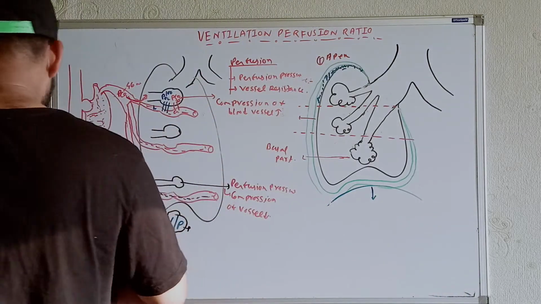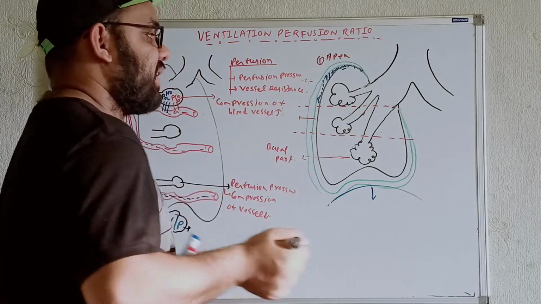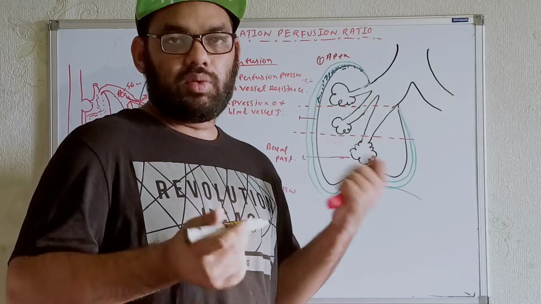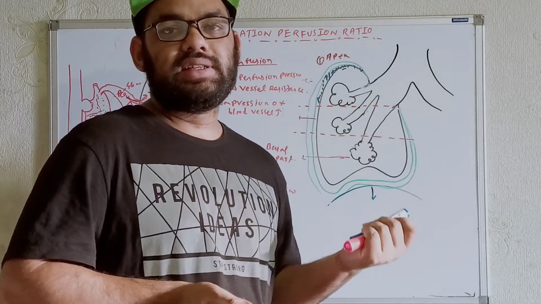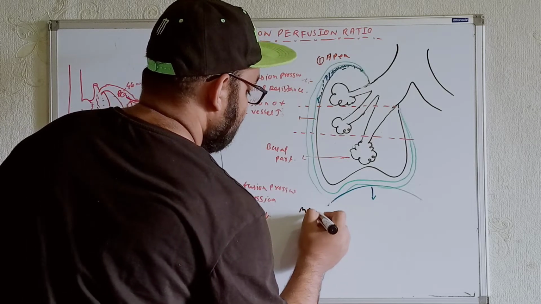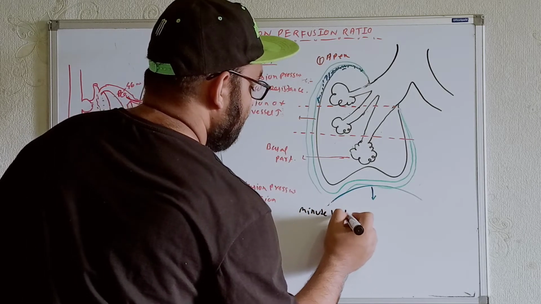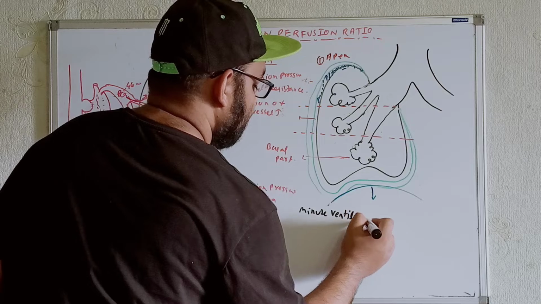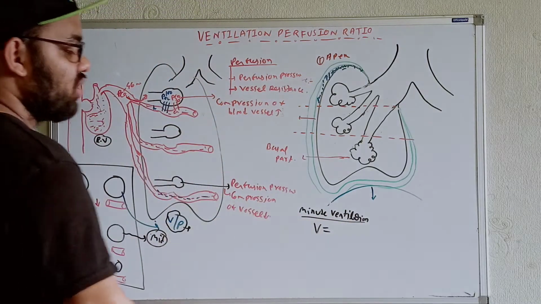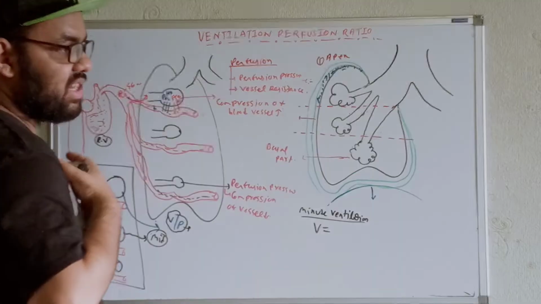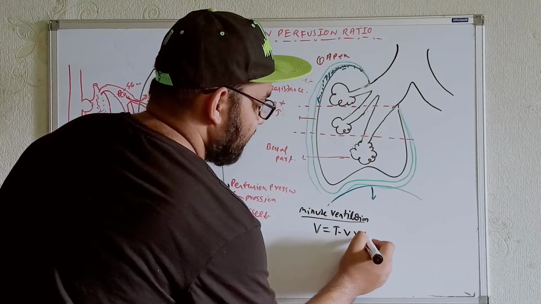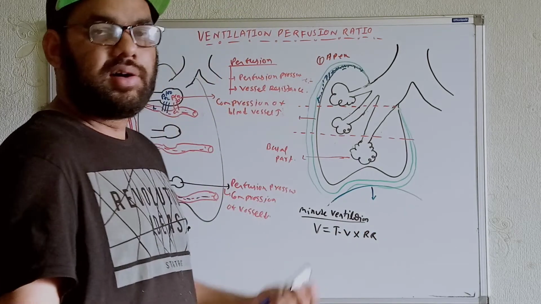See, when you are talking in terms of inspiration, during inspiration, how much amount of air are we taking? The tidal volume. So if we talk in terms of the minute ventilation, try to understand how much air will come within 1 minute. So in 1 minute, with the respiratory rate, that means it will be what? Tidal volume multiplied by the respiratory rate.